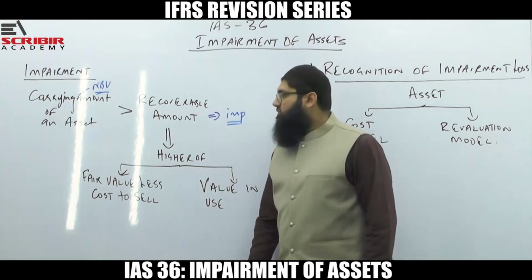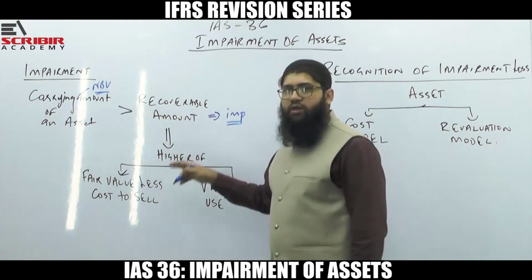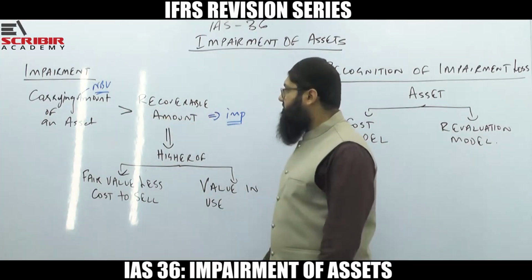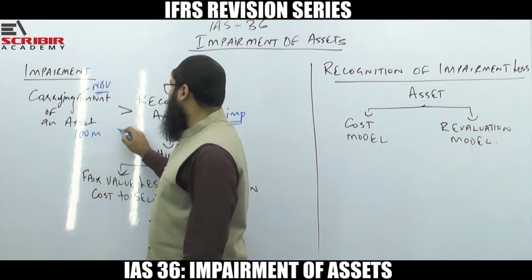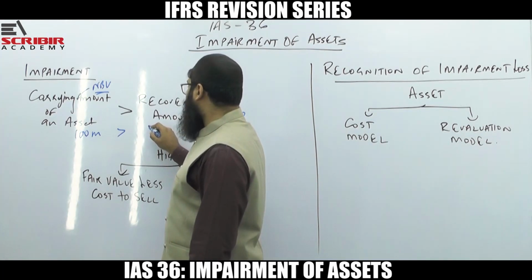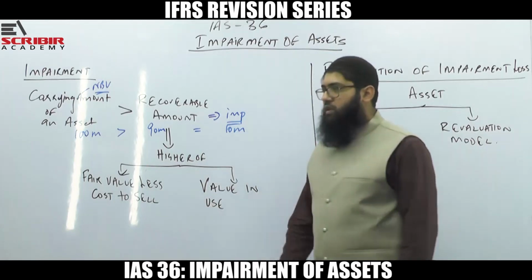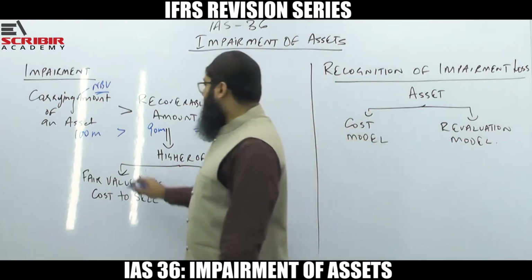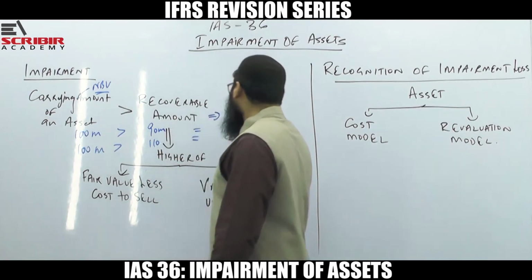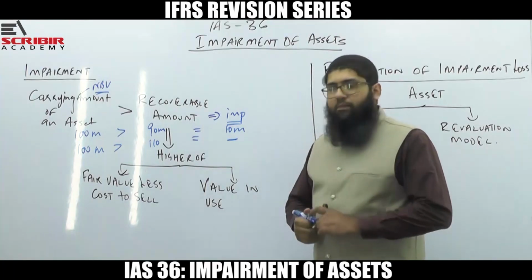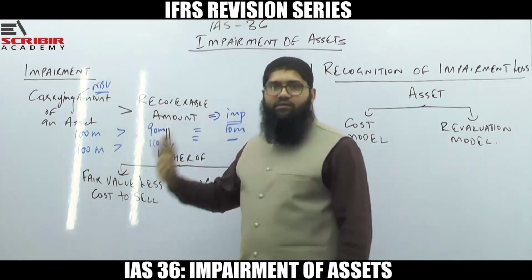So what is an impairment loss? Whenever the carrying amount of an asset is greater than, or exceeds, its recoverable amount, we say that the impairment loss has taken place. For example, if the carrying amount of the asset is 100 million and the recoverable amount is, let's say, 90 million, we say there is an impairment loss of 10 million. But if the carrying amount is 100 million and the recoverable amount is 110 million, there is no impairment. Why? Because the impairment loss only arises when the carrying amount of the asset exceeds the recoverable amount.